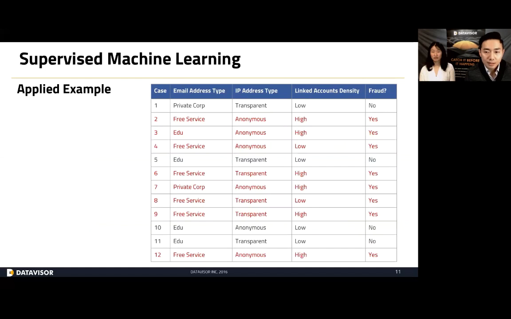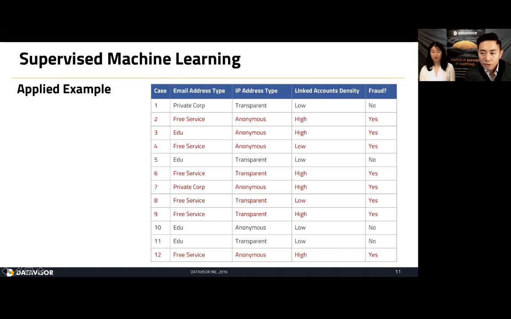There are 12 cases total, with 8 being labeled as fraudulent transactions, colored in red, and 4 being valid transactions, colored in black. And we want to know whether or not a new transaction is fraud or not. So the features email address type, IP address type, and linked accounts density are determined to be good predictors of whether or not a transaction is fraudulent.